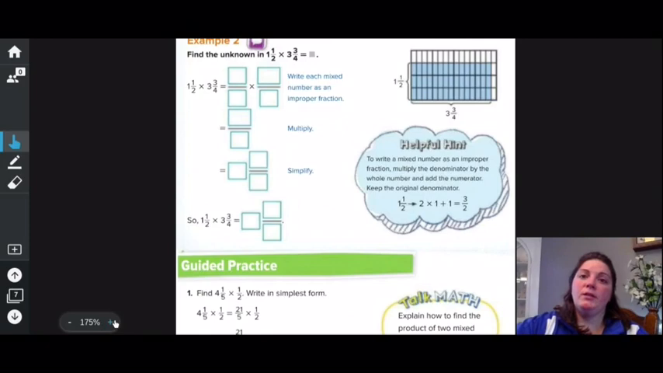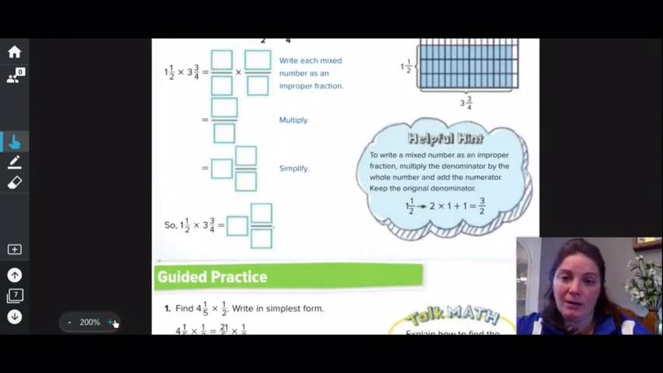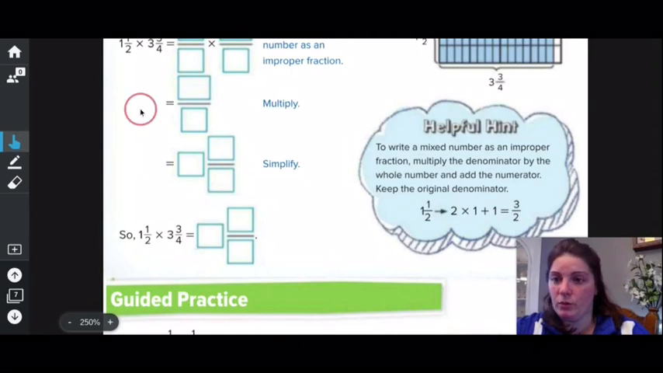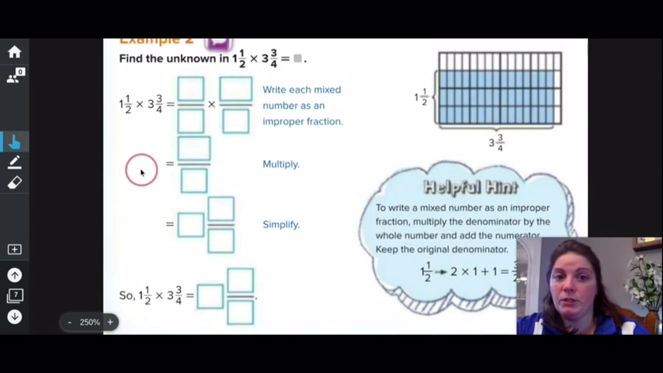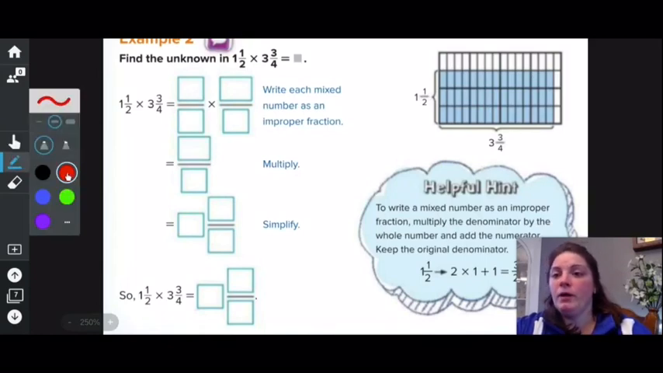Find the unknown in 1 1/2 times 3 3/4. I'm not going to do the model for this one. I'm just going to walk you through the steps. The model is to the right here if you'd like to pause and take a look at it. We have 1 1/2 times 3 3/4. Well, we need to make them fractions. They are mixed numbers. We don't want mixed numbers.